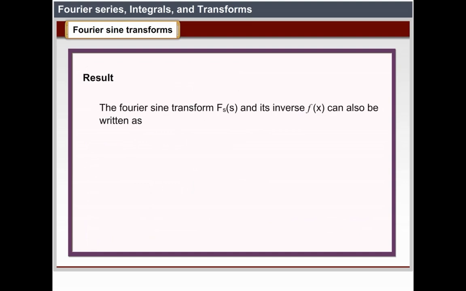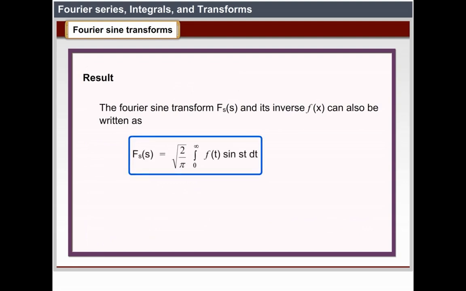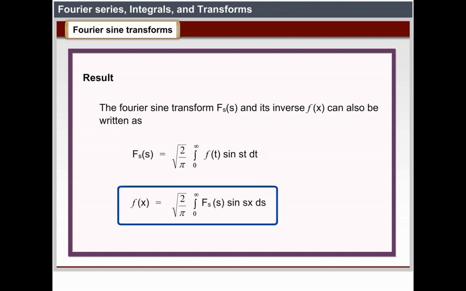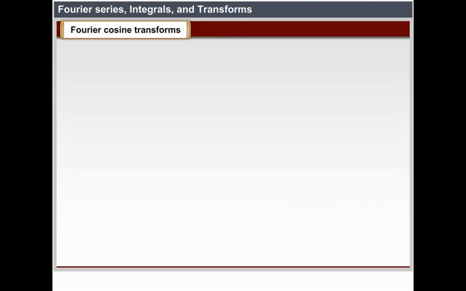Result. The Fourier Sine Transform capital Fs of s and its inverse f of x can also be written as: capital Fs of s equal to square root of 2 by pi integral 0 to infinity f of t into sin st into dt. Then f of x equal to square root of 2 by pi integral 0 to infinity capital Fs of s sin sx into ds. Fourier Cosine Transform.